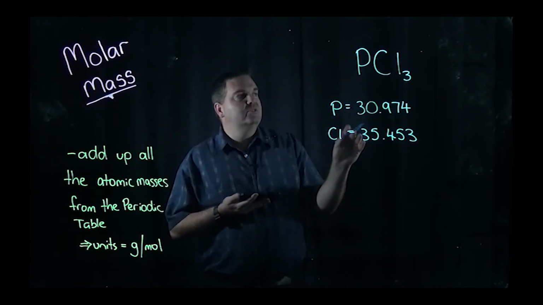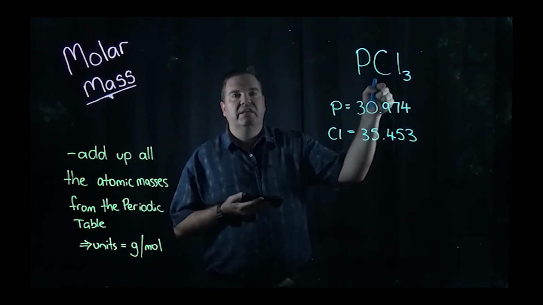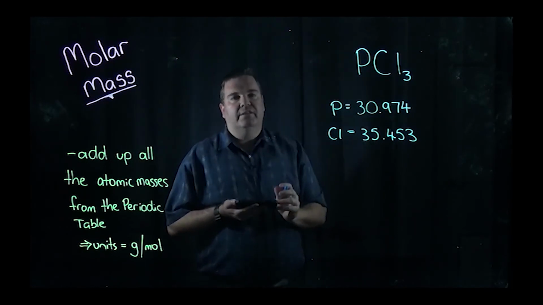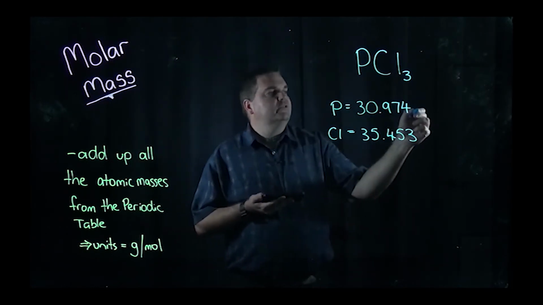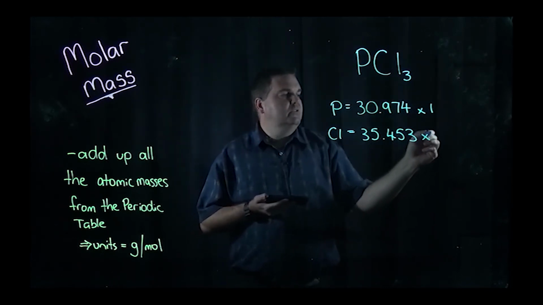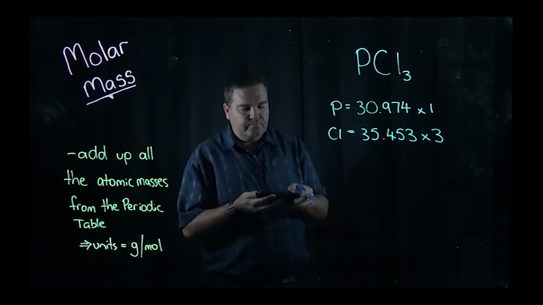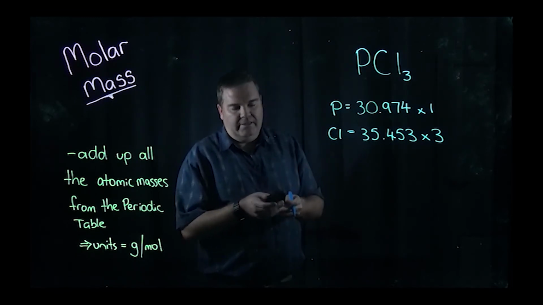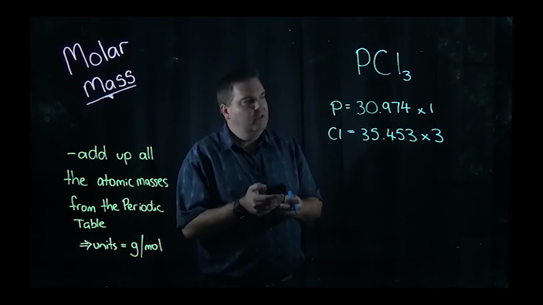Now what we do is we look at how many of each we've got in our molecule up here, and then we add them together. We've got 1 phosphorus and there's 3 chlorines. So we're going to multiply the chlorine by 3, and then add to that 1 of the phosphorus.